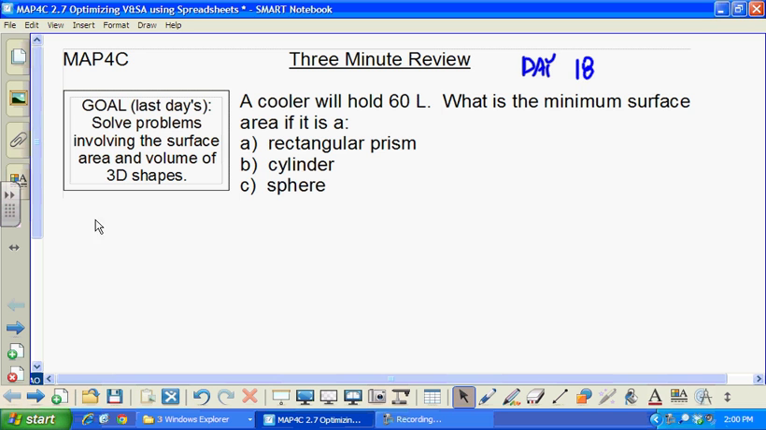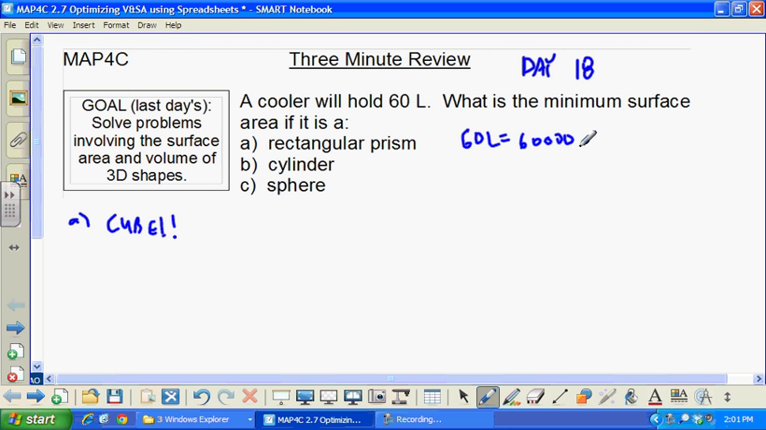So for A, for instance, if it's a rectangular prism, what's the best shape? It's a cube. We know that. And so all we need to do is figure out the dimensions of that cube. Notice we need to go from liters to centimeters cubed and then to centimeters. So let's do that.